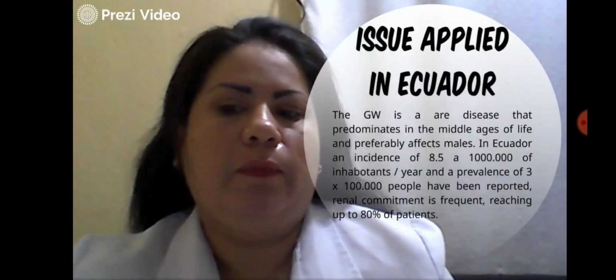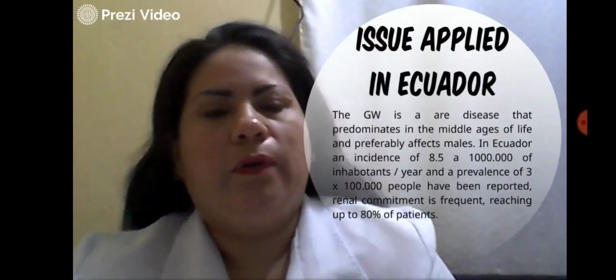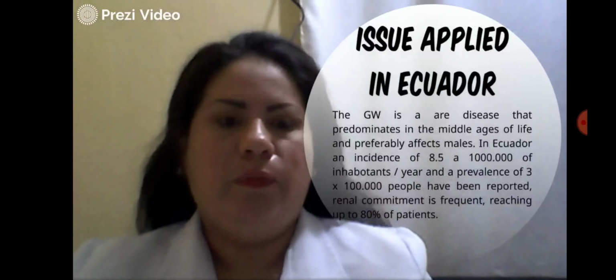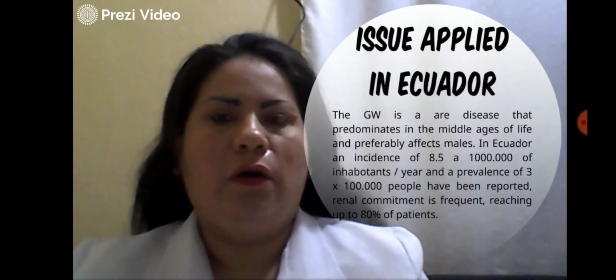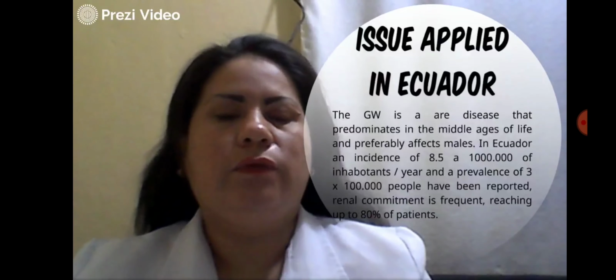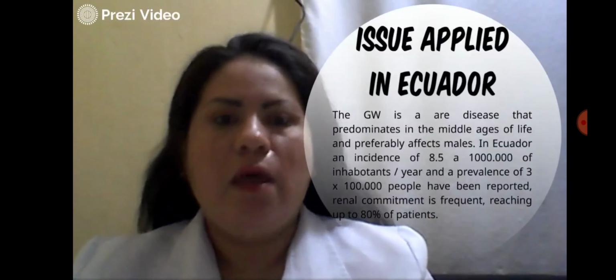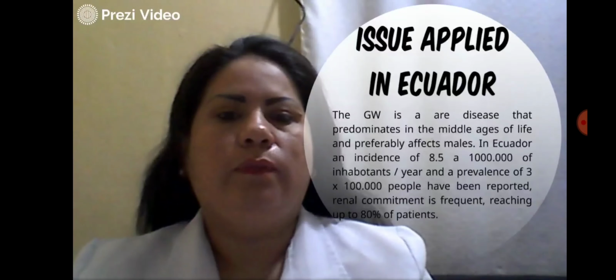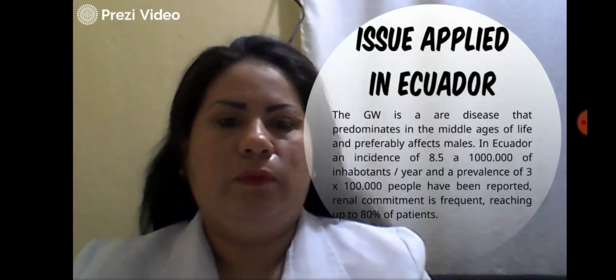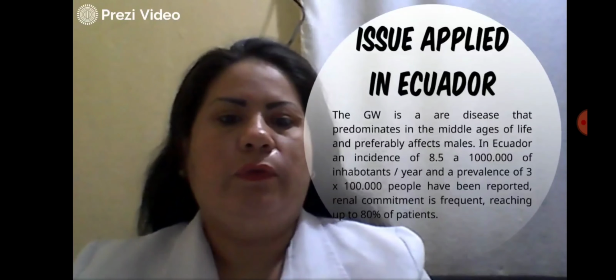Application in Ecuador. GPA is a disease that predominates in the middle age of life and preferably affects males. In Ecuador, an incidence of 8.5 per 1 million inhabitants per year and a prevalence of 3 per 100,000 people have been reported. Renal involvement is frequent, reaching up to 80% of patients.